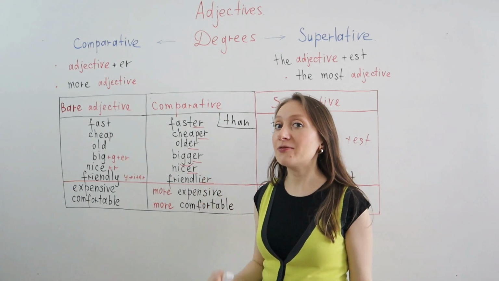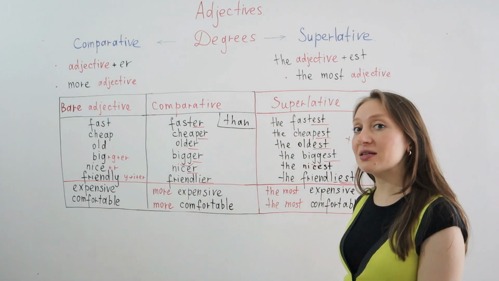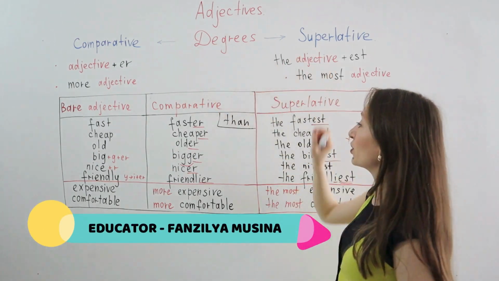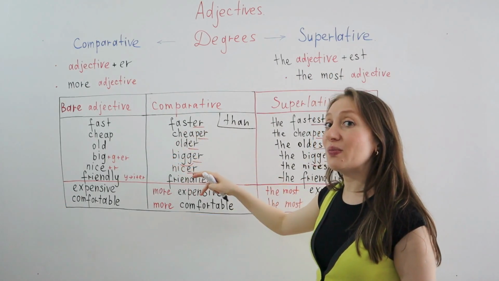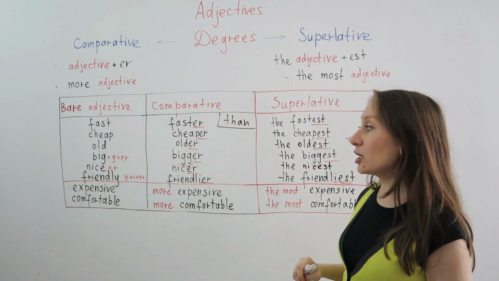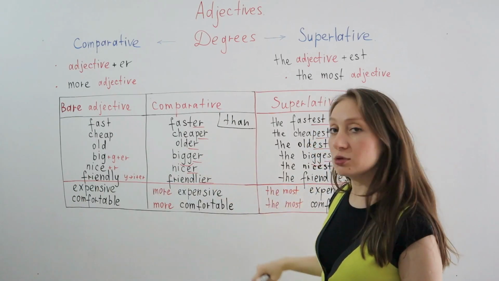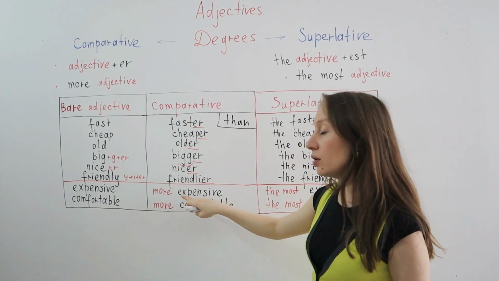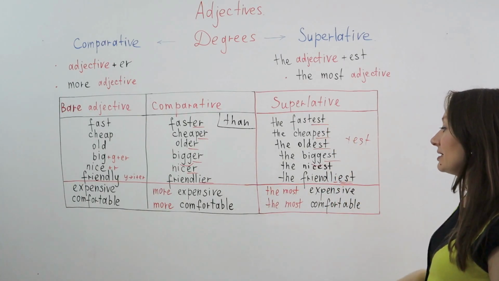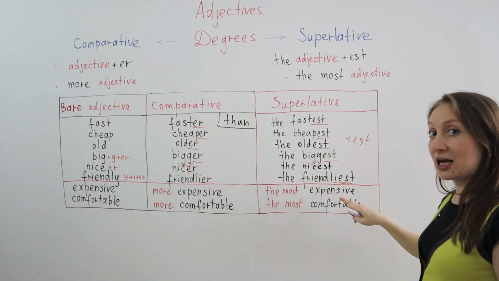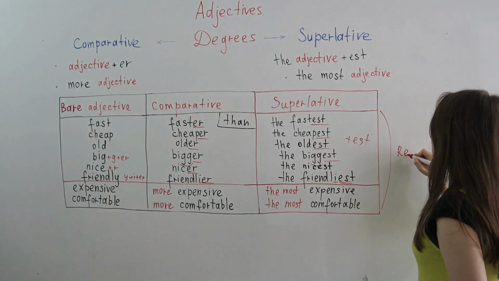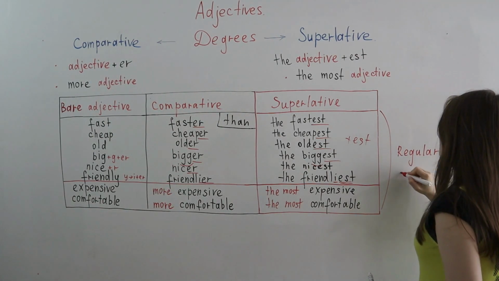So as you can see from our board, in the previous lessons we learned adjectives, their degrees, comparative and superlative. And I explained to you the basic rules of how to make these degrees in the English language. So we have the ER rule, plus we have more and the adjective. And in the superlative degree, we have EST at the end, and the most and the adjective. So these are regular adjectives.